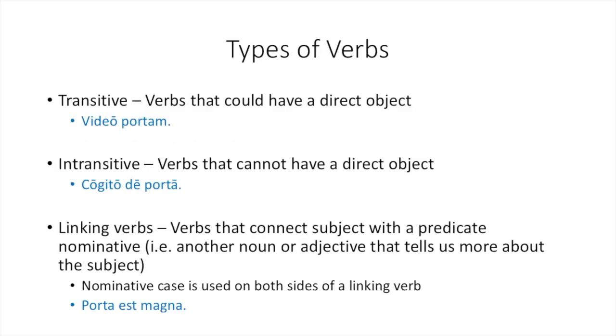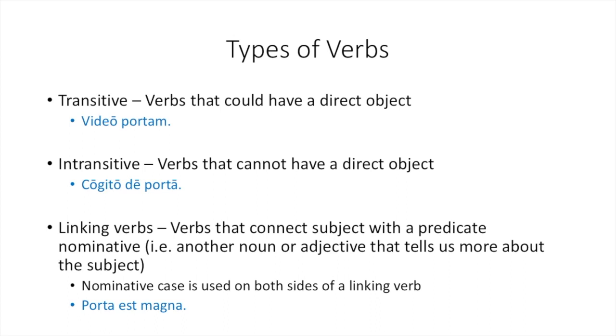So we remember that there are three different types of verbs: transitive, intransitive, and linking verbs. Linking verbs are verbs that connect your subject with a predicate nominative, so your verb sum, esse. Then there are transitive and intransitive verbs. Transitive verbs can have a direct object, and intransitive verbs cannot have a direct object. Third conjugation verbs are transitive and intransitive verbs.